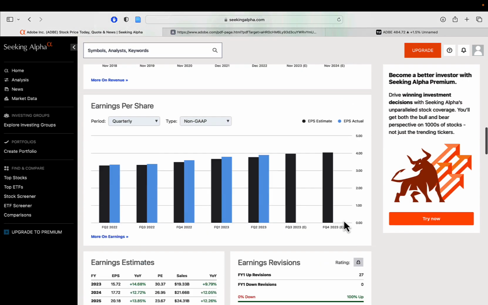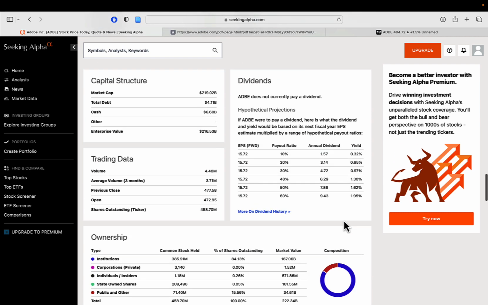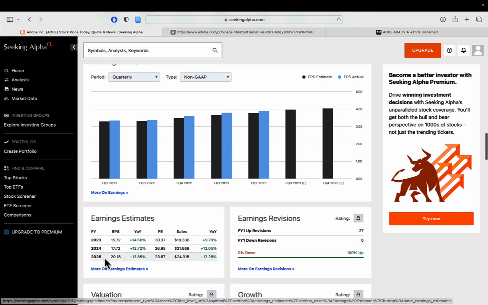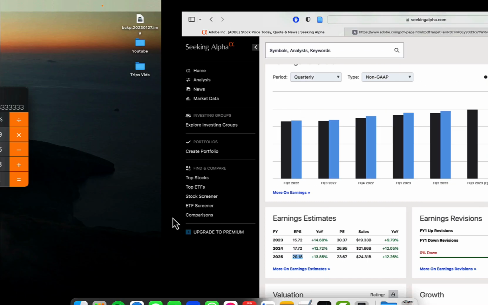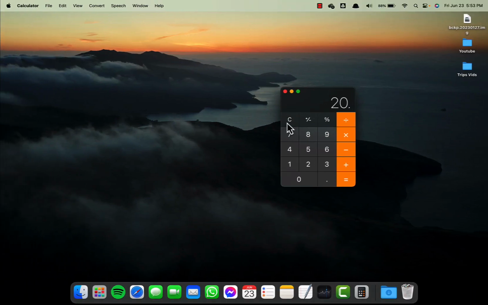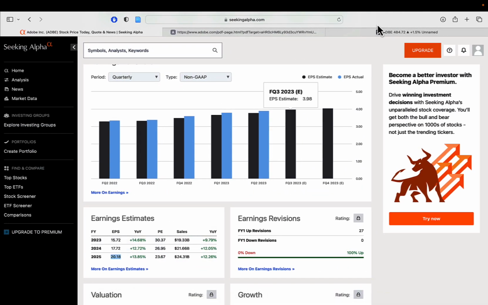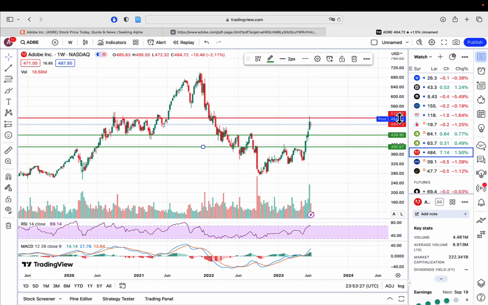And if you were to believe the analyst estimates of $20.18 of EPS by fiscal year 2025, and if you were to put, let's say, a $25 multiple on that, you would get a stock price of $504 in fiscal year 2025. Currently, Adobe is trading at $484, and so it depends on the earnings multiple you think Adobe should be trading at. Certainly, with such high margins, it does deserve a premium.